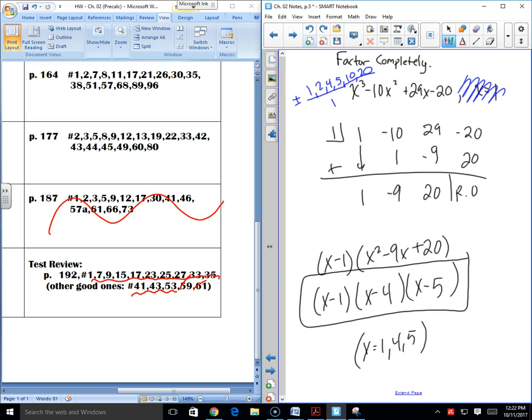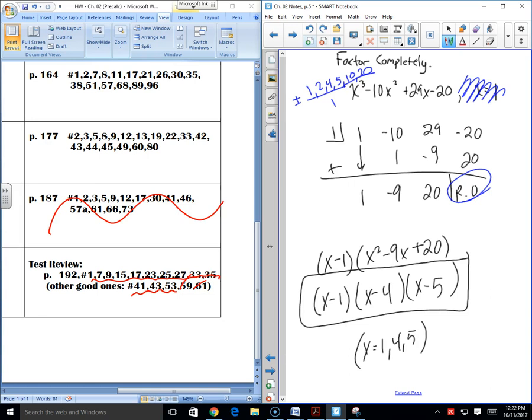What if 1 did not work? Maybe try negative 1. If that doesn't work, maybe try 2. I'm not going to give you one that's super far away for the first 0. Now remember, you can try with synthetic. The remainder needs to equal 0. But if you're good at mental math, what else could you try first? You could plug in. And 1 minus 10 plus 29 minus 20 does equal 0. Before you ever do synthetic, you'll know it works.